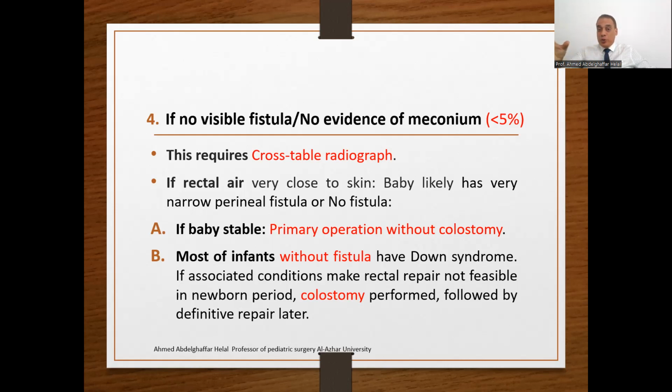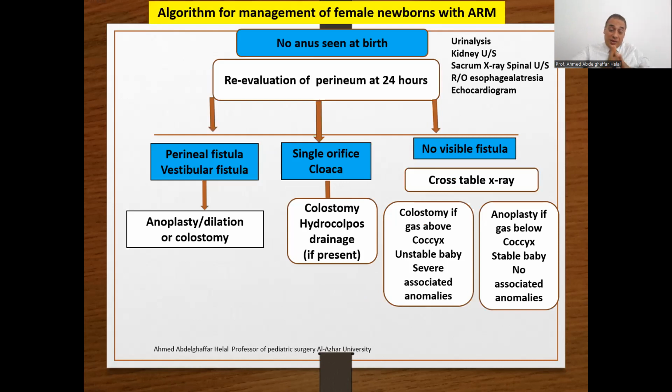In such cases, you perform the cross-table Brunner radiograph. If the rectal area is very close to the skin, the diagnosis may be either a narrow perineal fistula not sending any meconium, or no fistula at all, which is very common with a Down syndrome patient. If the baby is stable, you can perform primary operation. If the baby is unstable, you can perform colostomy. So this is the algorithm for the clinical management of the female newborn with anorectal malformation.